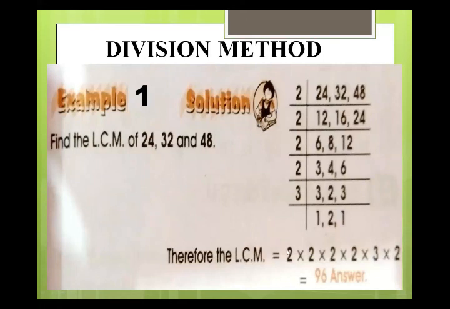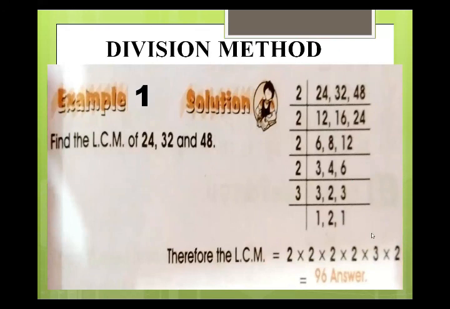You take this 2 as it is. Then you multiply all these prime factors, and the product will become your answer. The factors you have to find are your answer. If you multiply all these factors, 2 into 2 into 2 into 2 into 3 into 2, the product is your answer.